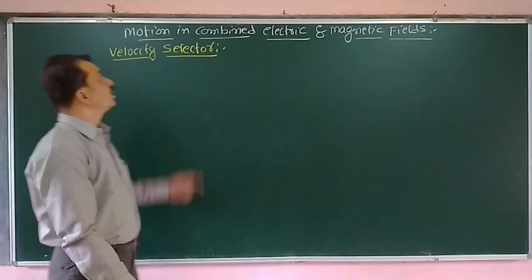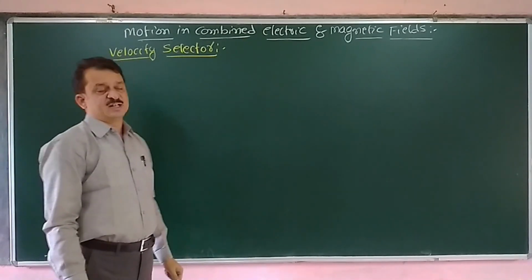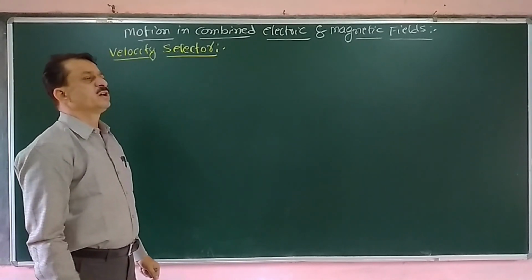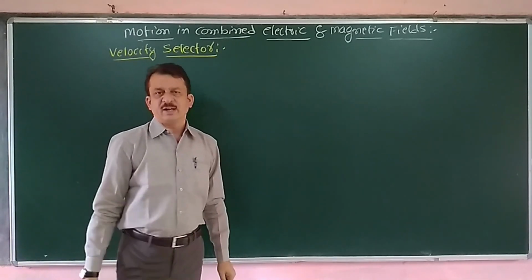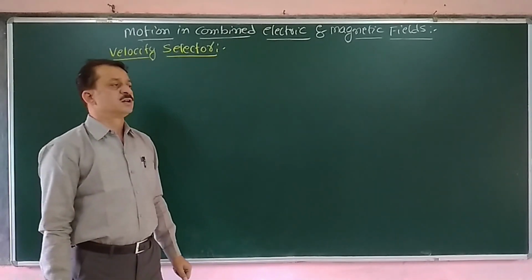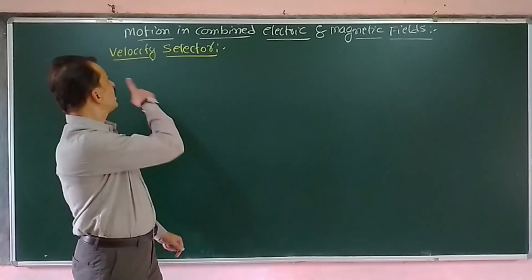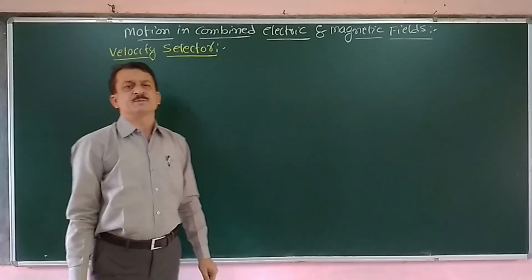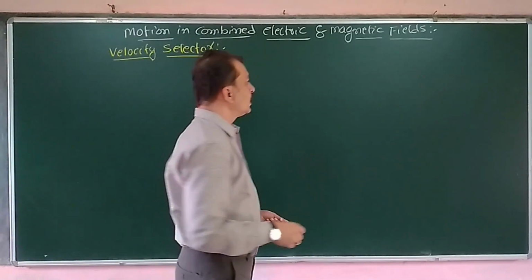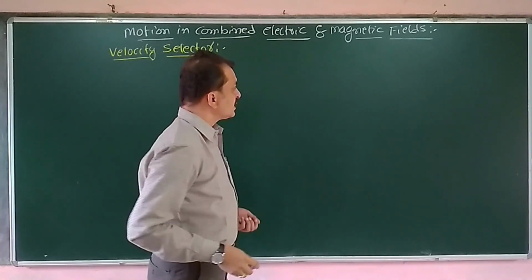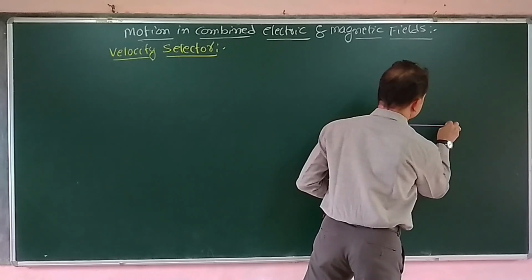Next we study motion in combined electric and magnetic fields. That means if a charged particle is moving in the presence of both electric field and magnetic field, how does it behave? In that we are going to study the first concept of velocity selector. Now consider a particle is moving along this direction.